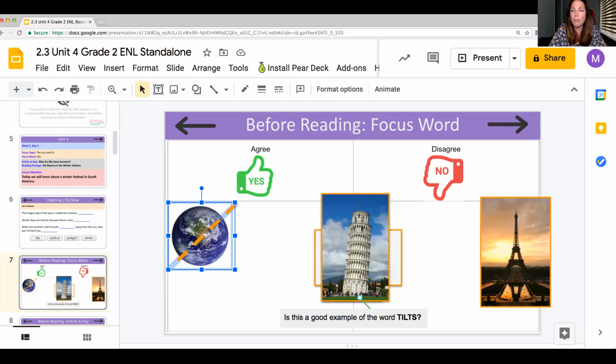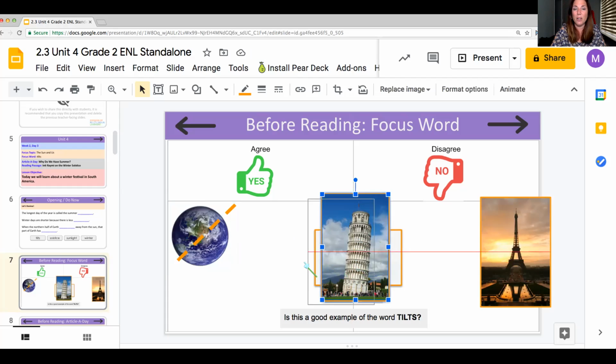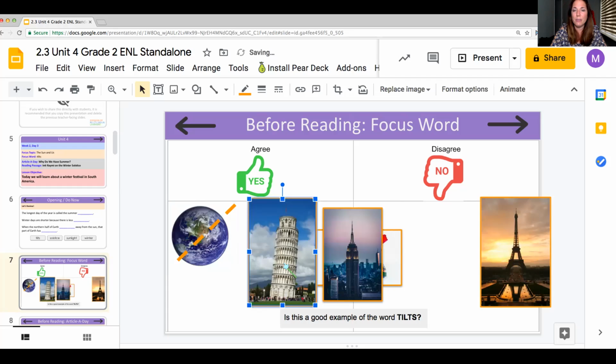Now take a look at this photograph. This is the Tower of Pisa. Let's see your hands. Do you agree that it's a good example of the word tilts, or do you disagree? Let's see those hands. Right, the Tower of Pisa is called the Leaning Tower of Pisa because it leans to one side. So it is a good example of the word tilts.